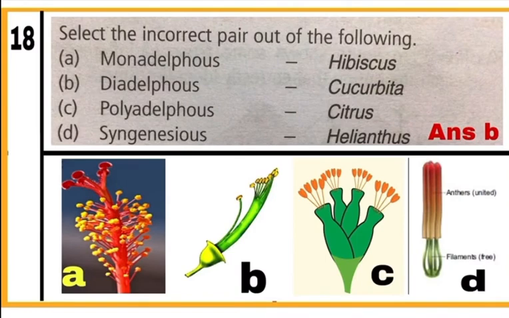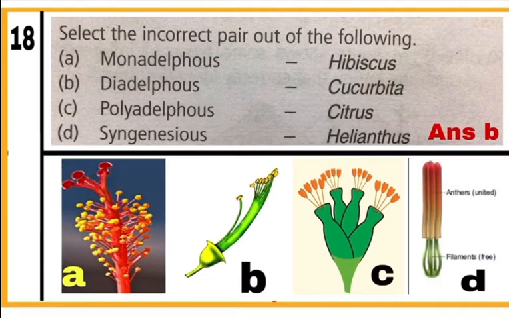Question 18. Select the incorrect pair out of the following. Stamens may either be free or may be united in varying degrees. On this basis, stamens are divided into 4 types. See the points A, B, C and D and also see the diagrams given. Look at point A, monodelphous. Here stamens are united in one bunch and example is hibiscus. This is the correct pair.